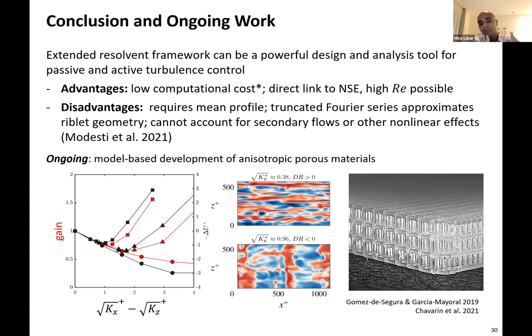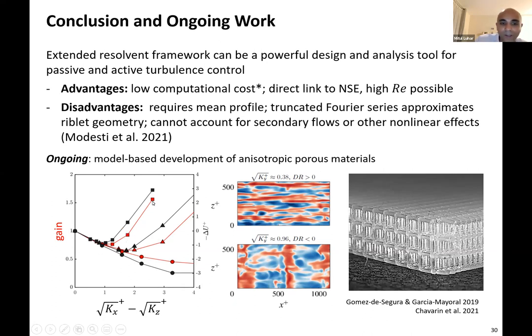So if you have a porous material that provides minimal resistance to the streamwise flow, but does provide lots of resistance to the wall normal flow or the turbulent cross flow, you can get drag reduction and potentially much larger drag reductions compared to riblets. And what we've shown recently is that the resolvent framework is able to reproduce trends in drag reduction from simulations, again, in terms of gain.